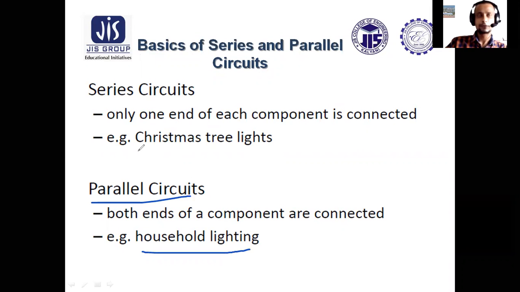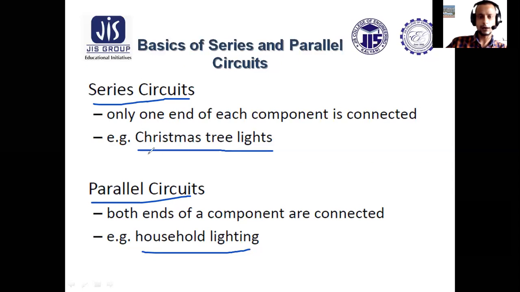But for a chain of lights like Christmas tree lights or a chain of LEDs, we may use series circuits connected across one supply voltage. If one blows, then the remaining may not work. So Christmas tree light is an example of a series circuit.